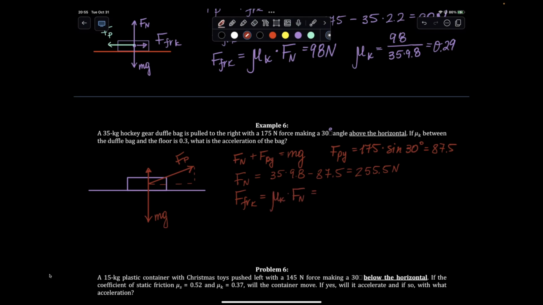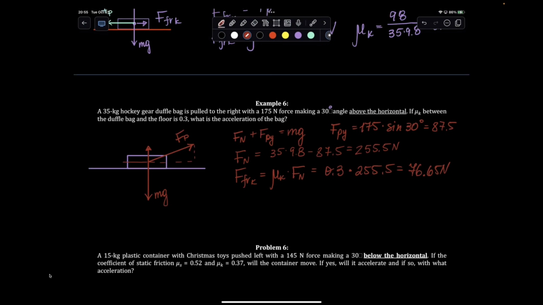So make sure you don't make a mistake in this question, because normal force is no longer force of gravity. Mu k is going to be 0.3 as they gave me, and my normal is 255.5 newtons. So multiplied by 0.3, that gets me 76.65 newtons. Now I just need to compare my force of friction, kinetic, to my force of pull X.